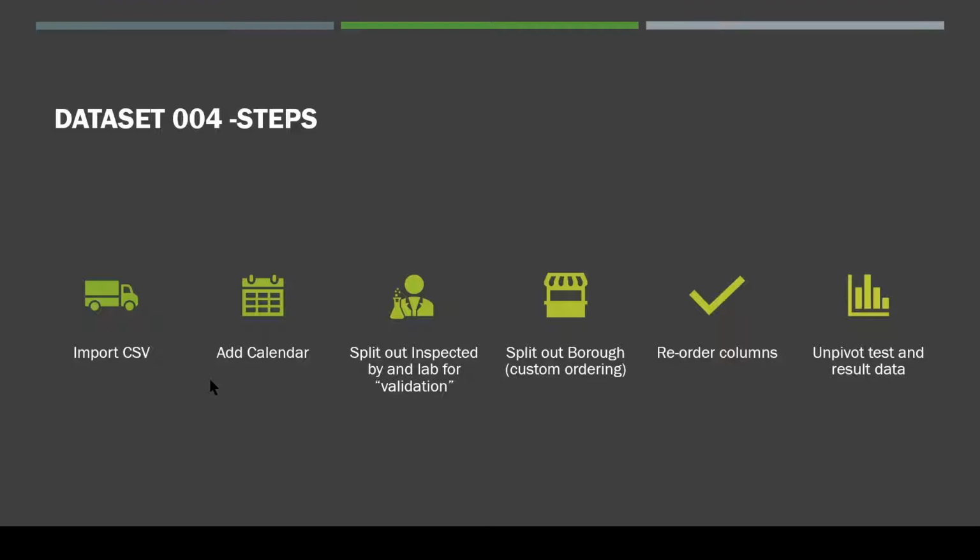So for dataset 4, we're importing a CSV first, and we're going to whack in a calendar, and I've got the M calendar forwards. I'll make sure it gets put up on the website as well. And then we're going to split out some of the stuff. So if you remember the inspected by and the lab, it was just really dirty data. It wasn't worth using. It needed some cleaning up. So I'll take you through how you would clean it up.